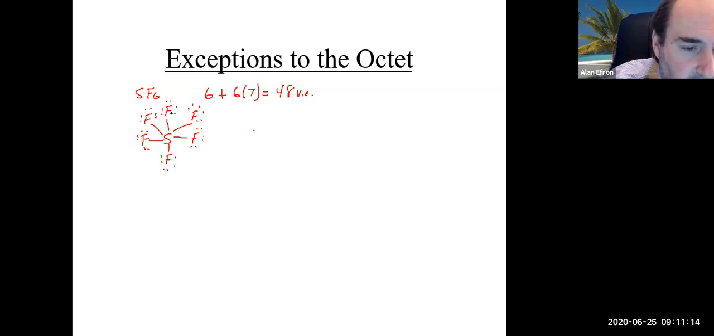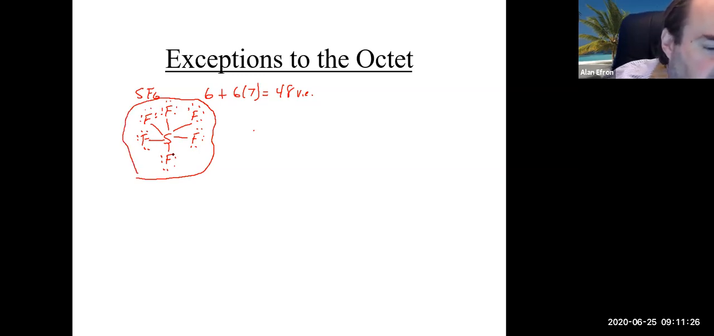So that is 1, 2, 3, 4, 5, 6. 6 times 8 is 48. And it would be perfectly good here. Yes. And as you can see, when we look at the sulfur, it actually has 2, 4, 6, 8, 10, and 12 electrons around it, which makes it perfectly okay.